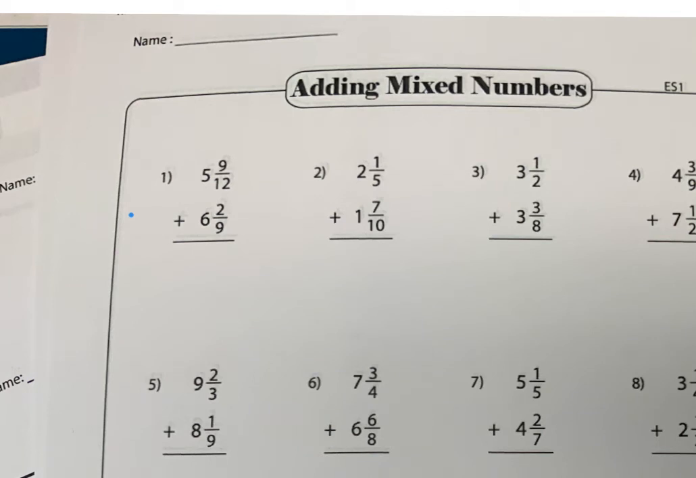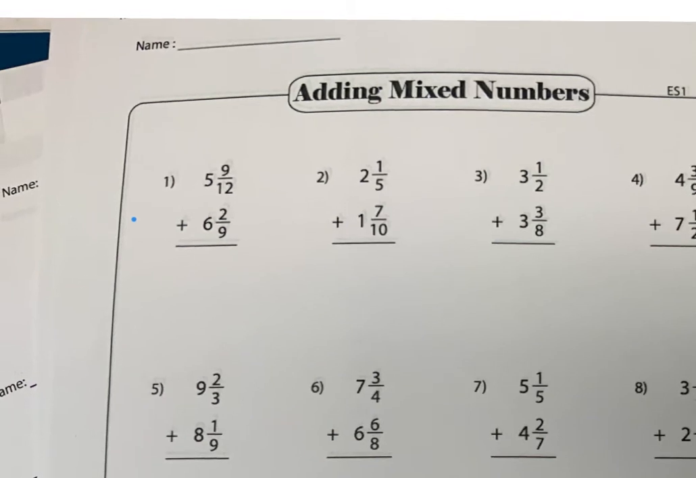5 plus 6 would be what, class? 11. So I've taken care of my whole numbers. 5 plus 6 is 11. Now I have to go over to my fraction. What are the denominators on my two fractions? 9 and 12. Which one's larger, class? 12. Will 9 go into 12 equally?